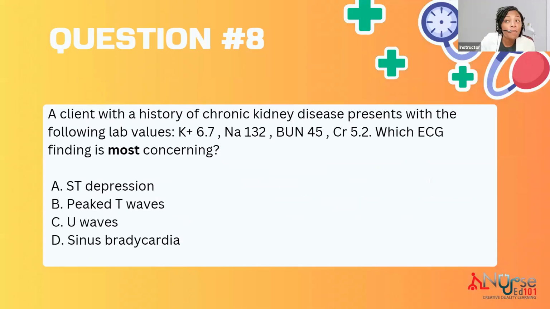Awesome. All right. And speaking of labs, here comes some more. So here's our next question. It says a client with a history of chronic kidney disease. That means we've got damaged kidneys. Presents with the following lab values: potassium 6.7, sodium 132, BUN is 45, and the creatinine is 5.2. Kind of expect that in the presence of damaged kidneys.